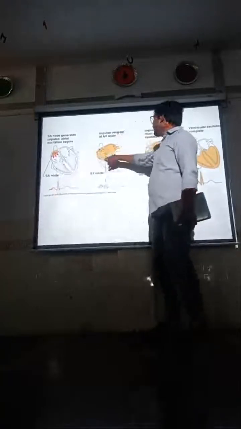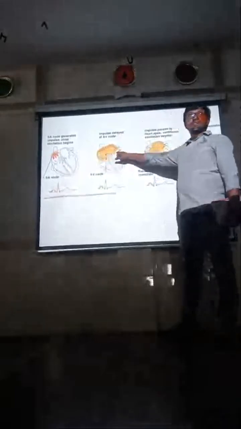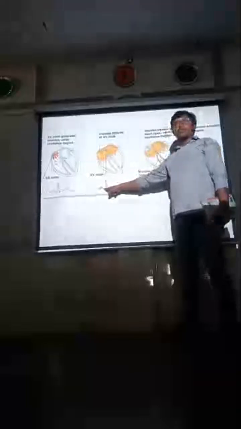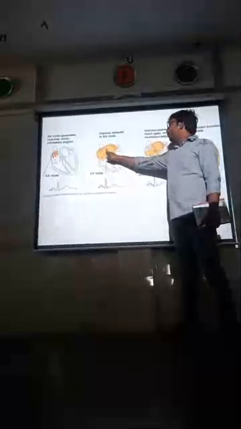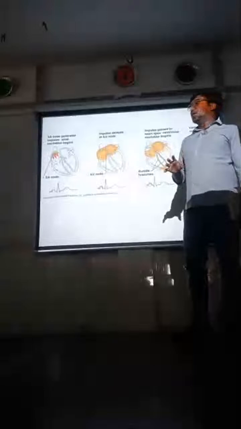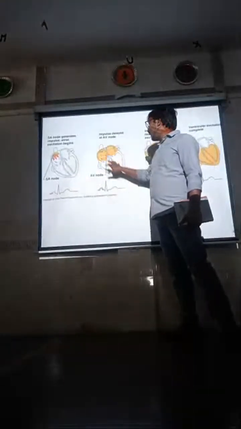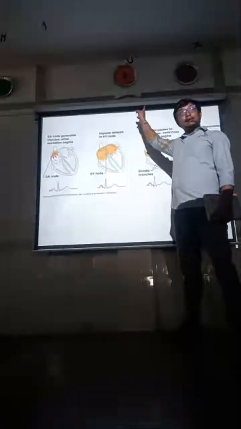So, when the impulse has reached the entire atrium, the entire P wave is covered. Can you see here? Yes, sir. Now, the AV node will delay the impulse, so that it is spread evenly and the contraction occurs by the time the ventricles are relaxing. They are emptying the blood.